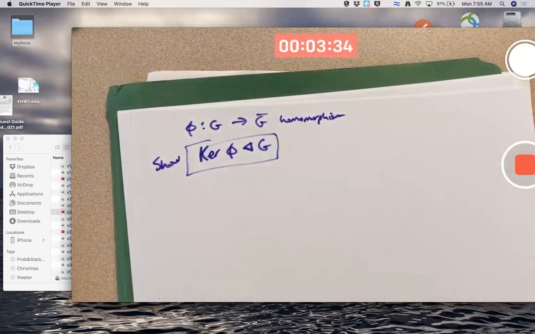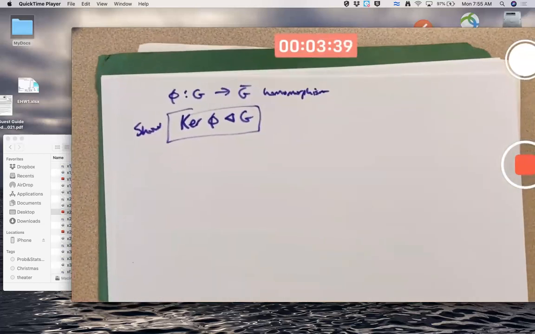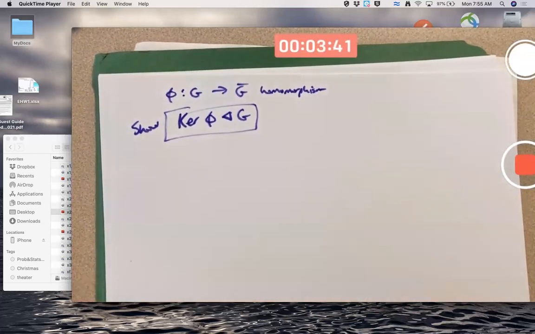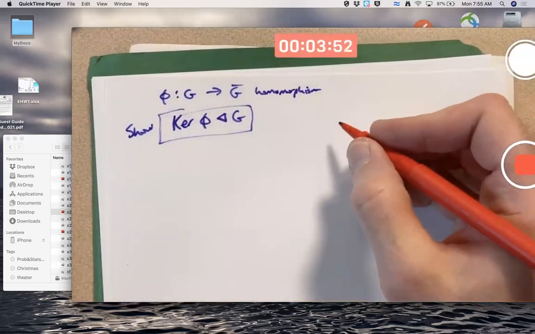What would you use to prove this? What comes to mind from chapter 9? Yeah, the normal subgroup test. What does the normal subgroup test say to do?